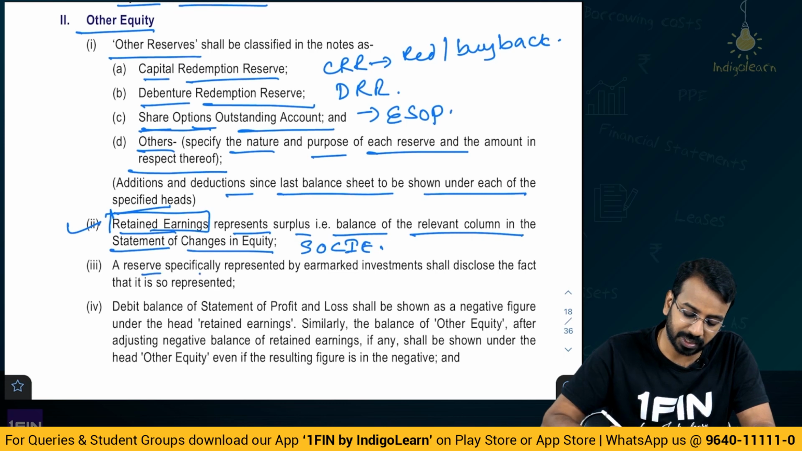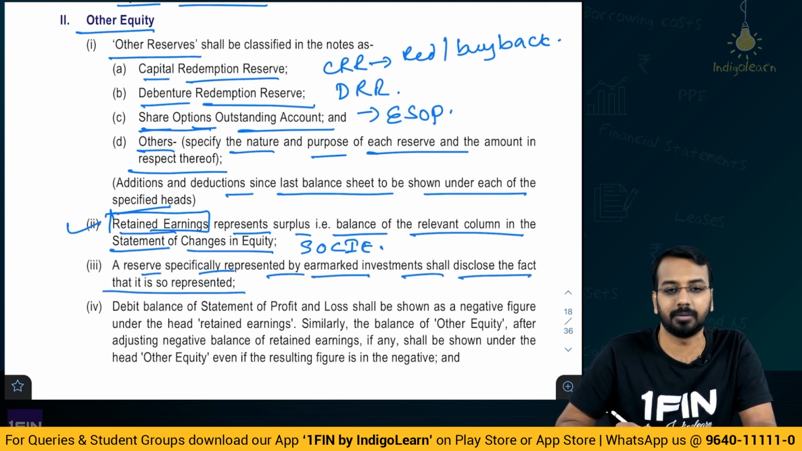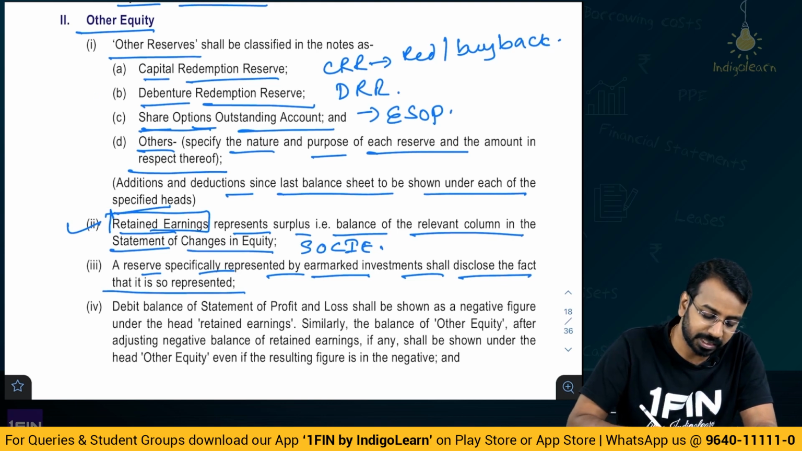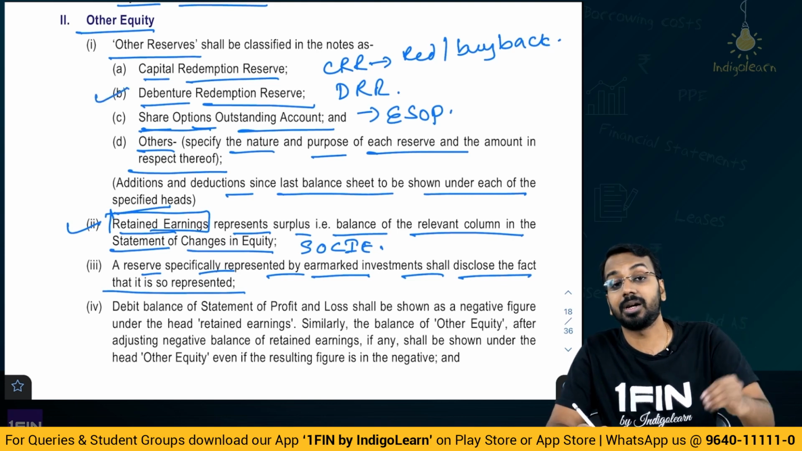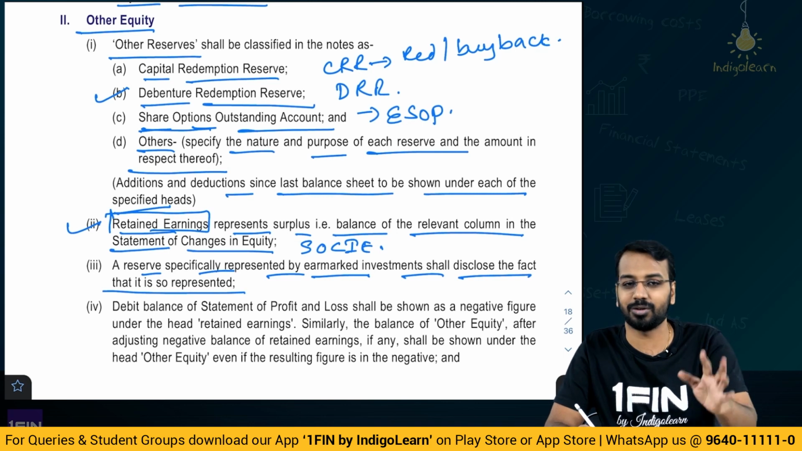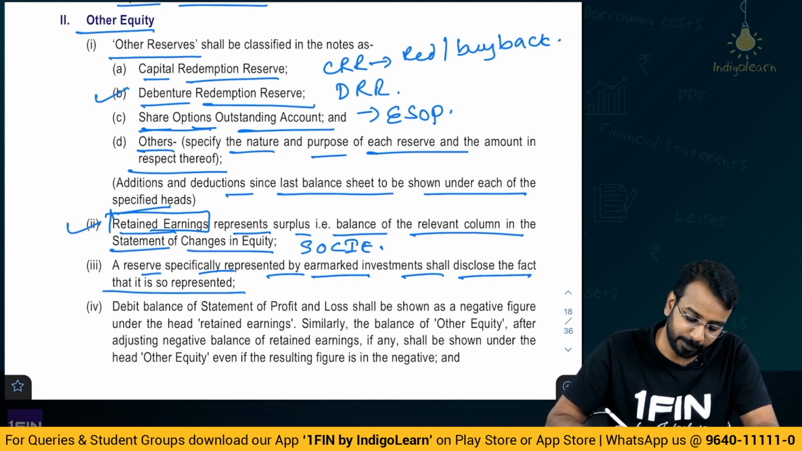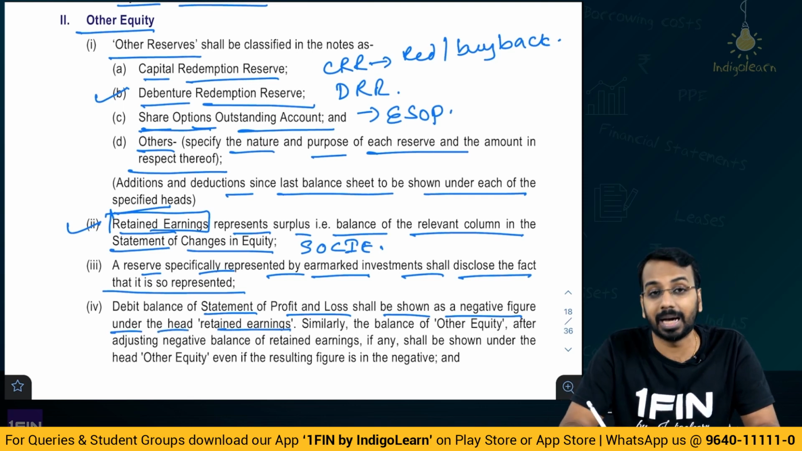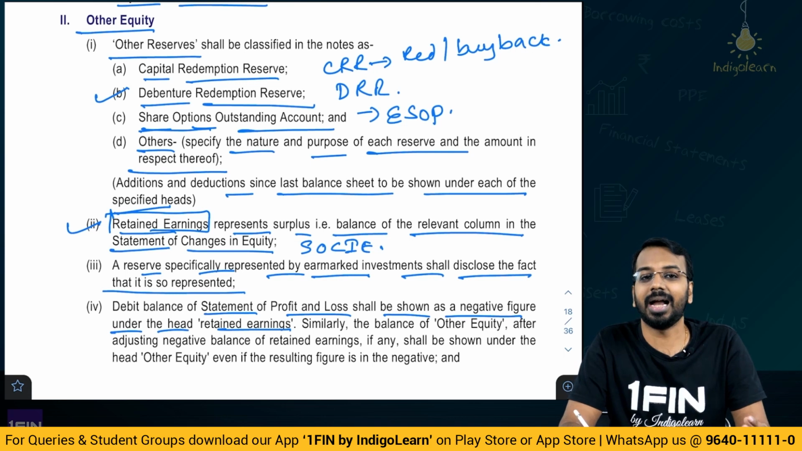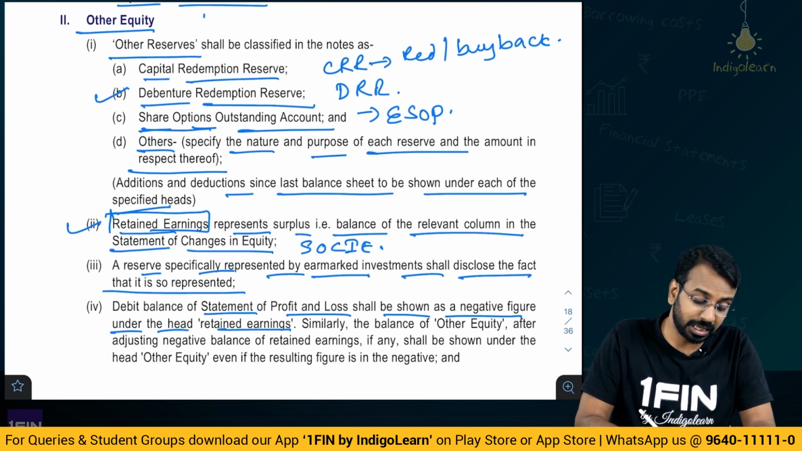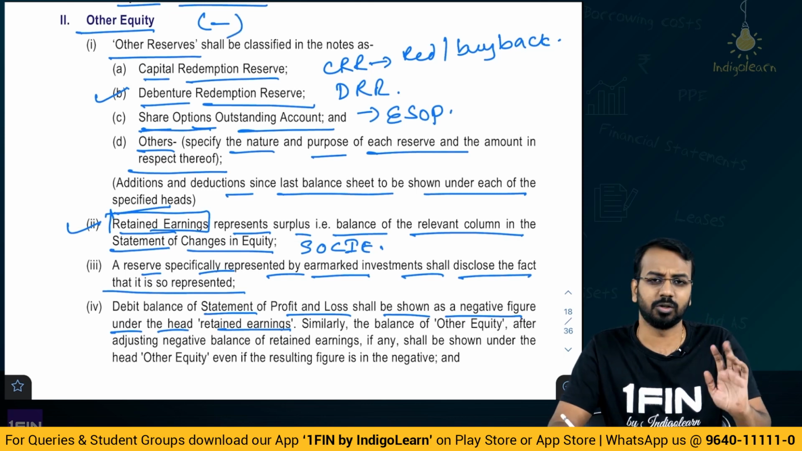Then a reserve specifically represented by earmarked investment shall disclose the fact that it so represented. So for example, for this DRR, if you have debenture redemption investments, so that you have to disclose. Then debit balance of statement of P&L shall be shown as a negative figure under the head retained earnings. So if there is a debit balance, if there are accumulated losses, that you will reduce from the retained earnings, and it may be possible that this other equity number is totally negative, that is also allowed.